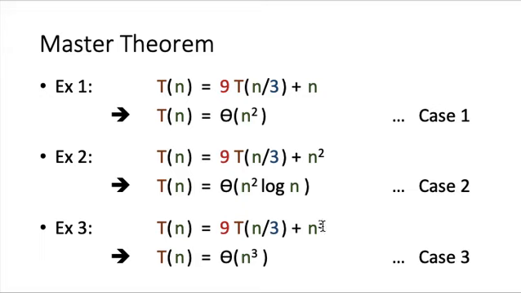And finally, if the function is n cubed, this time n cubed is much larger than the number of leaves. So in that case, T of n is equal to Theta of the first term, n cubed. And this is case 3.